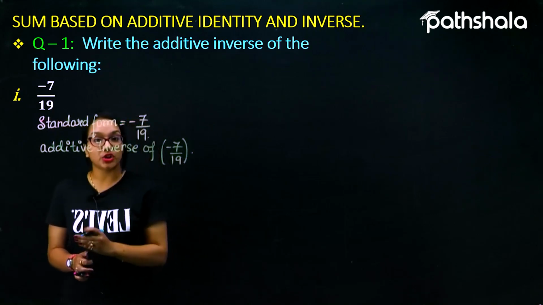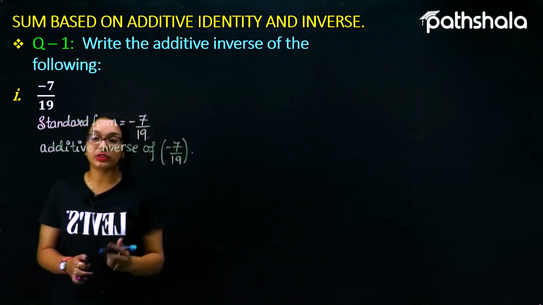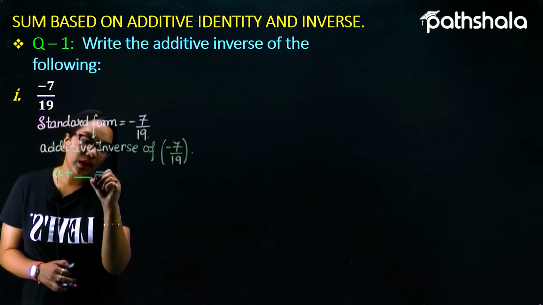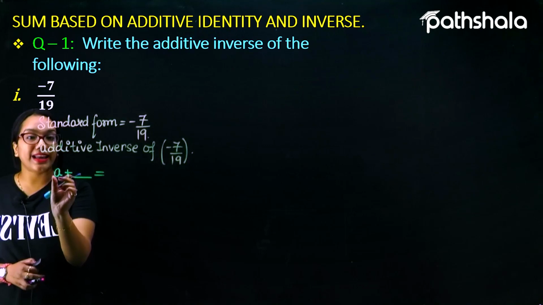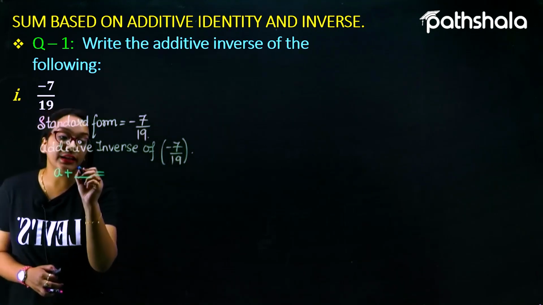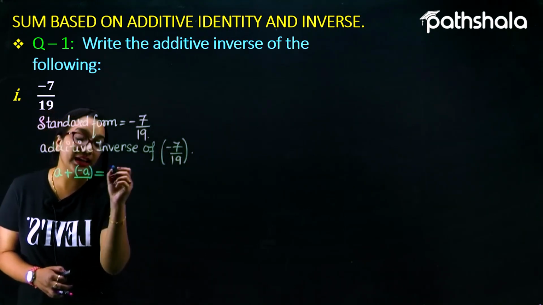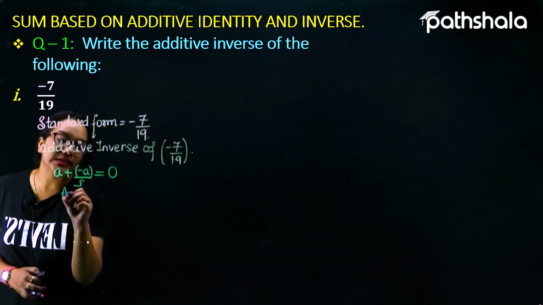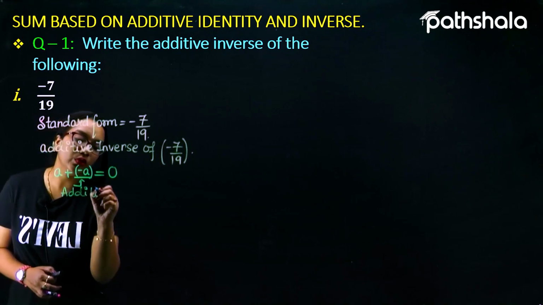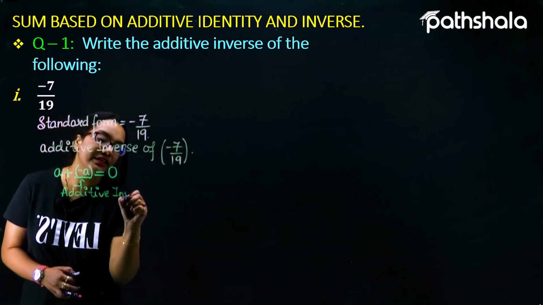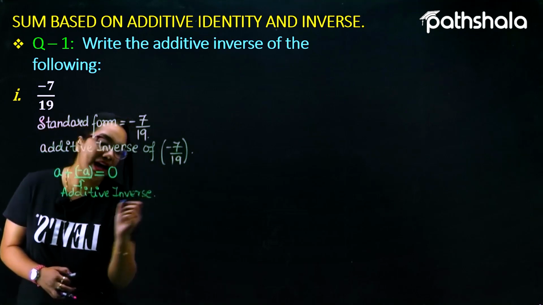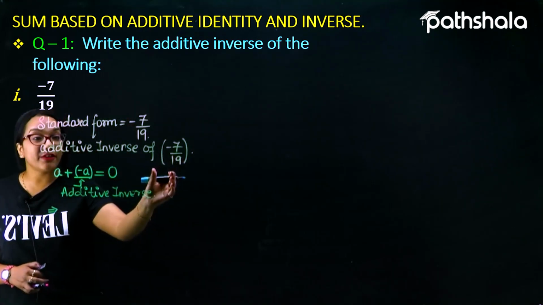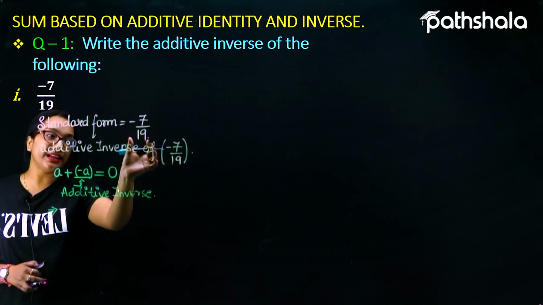As per our discussion of the additive inverse, we know that whenever we add any particular number a with the negative of that number, the answer is 0, and that minus of a is called the additive inverse. So the negative of this number will be the additive inverse of minus 7 by 19, obviously.